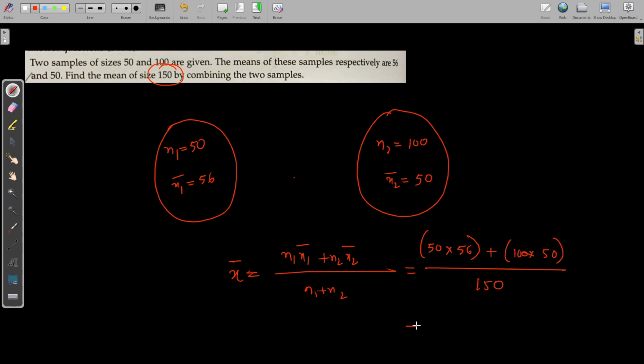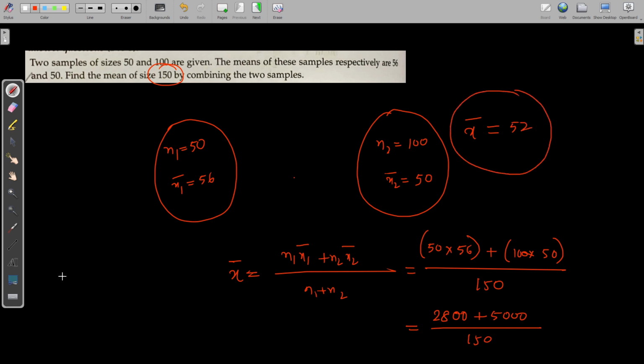So what are we going to get? 50 into 56 is how much? It is 2800. 50 into 100, that's 5000, divided by 150. If we simplify this, after simplification, the mean is coming 52. Now see, we got a new mean.